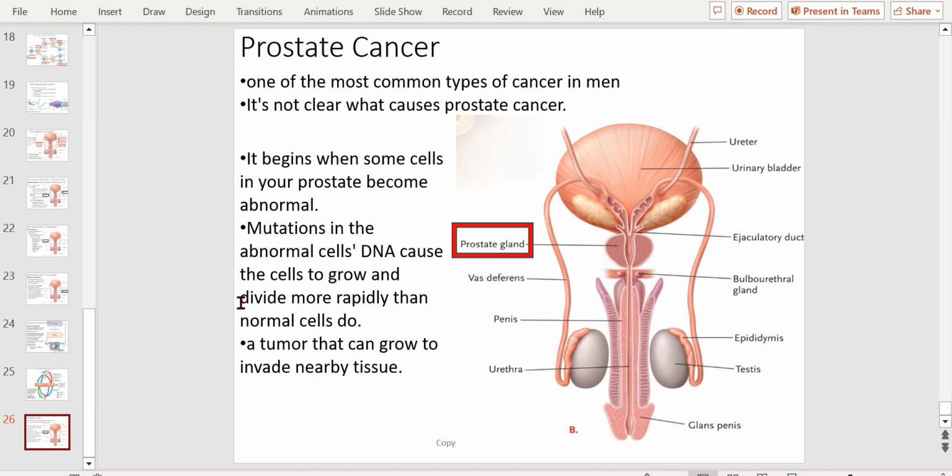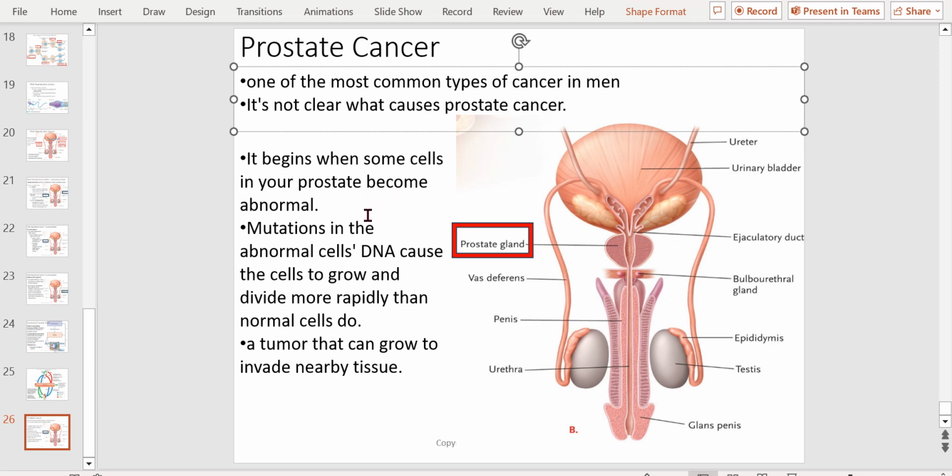And the last slide on male reproduction: I wanted to mention this because it's a fairly common type of cancer in males and quite deadly. It's one of the most common types of cancer in men. It's not really clear what causes it, and as with any type of medicine, it has to be preventative. You have to take care of your own health and know what's going on. Get checked regularly. It's the only way to beat some of these cancers.